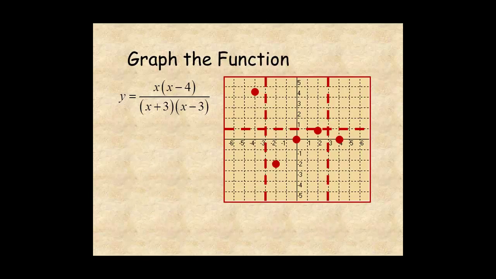Finally, sketch a graph of the function. From this point, the graph couldn't curve down because that would create an x-intercept, so the graph must curve up towards the VA and down from above towards the HA.